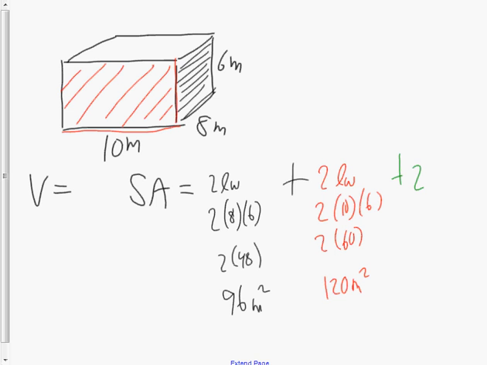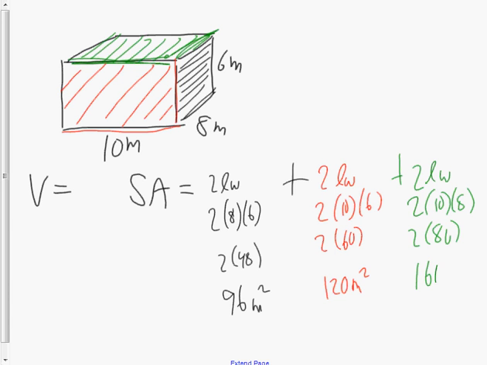But wait, there's more. There's also a top and a bottom. There's 2 rectangles that make up the top and bottom. Those are 10 by 8. So there's 2 of them that are 10 by 8. There's 2 of them that are 80, which means that altogether those would be 160 meters squared. If you add all of those together, you get 280, 380 less 4 is 376 meters squared is the total surface area of that particular rectangular prism.